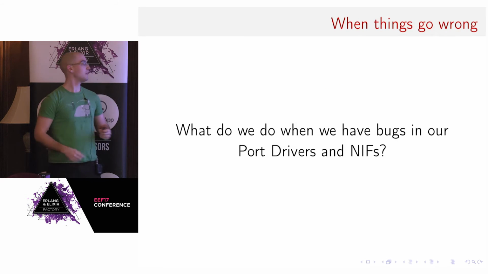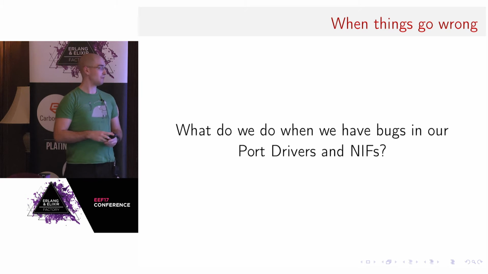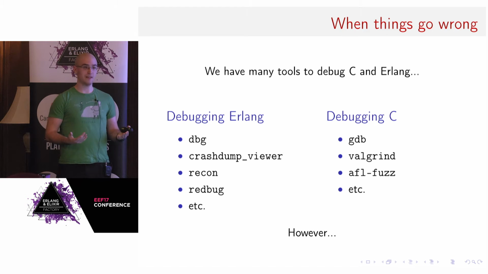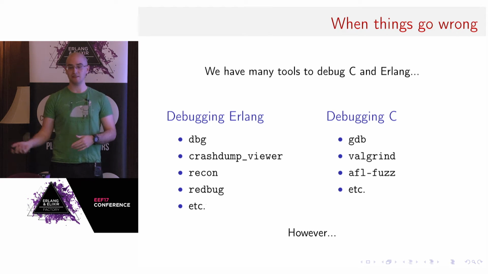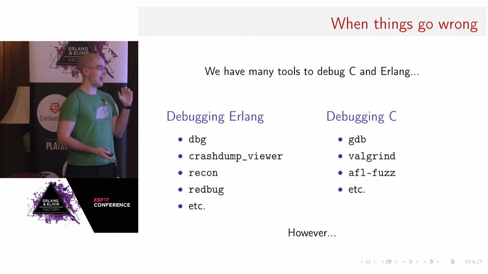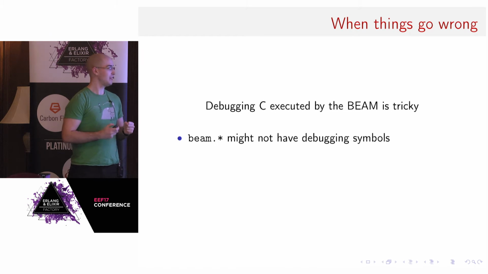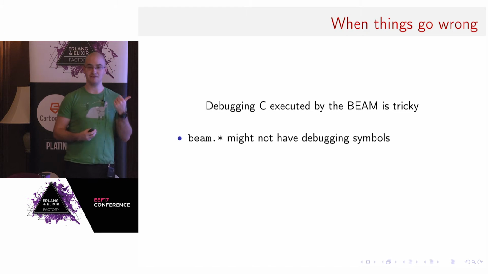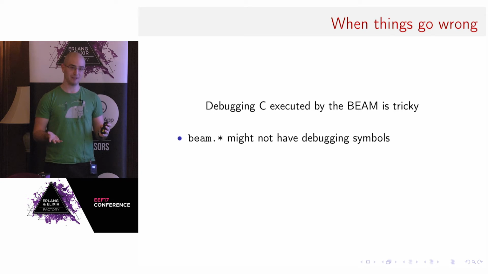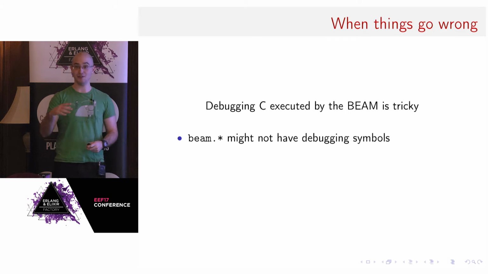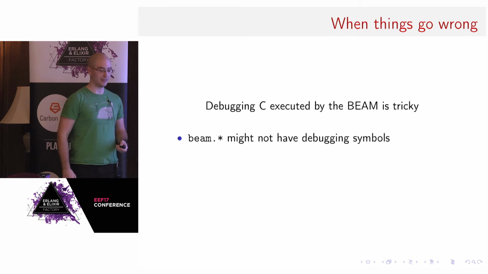Either way. So what do we do when we have bugs in our port drivers and NIFs? We have a really great wealth of tools for debugging C as well as for debugging Erlang. However, we can't really use any of them when we're debugging C that gets run by Erlang. We run into trouble because the BEAM binaries that I use don't have debugging symbols. So if I try to use GDB and I'm printing a backtrace, I tend to get a bunch of question marks, which is not always helpful, but that's fairly straightforward to fix.